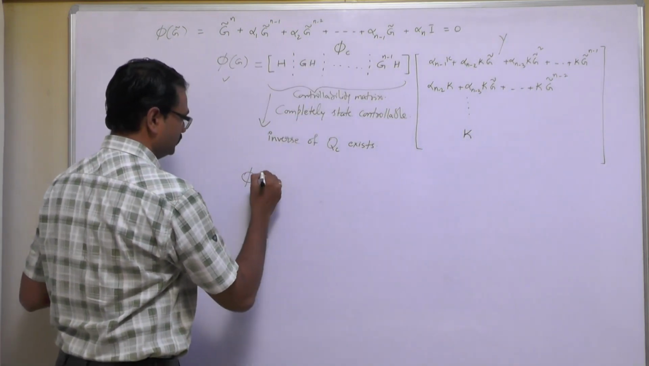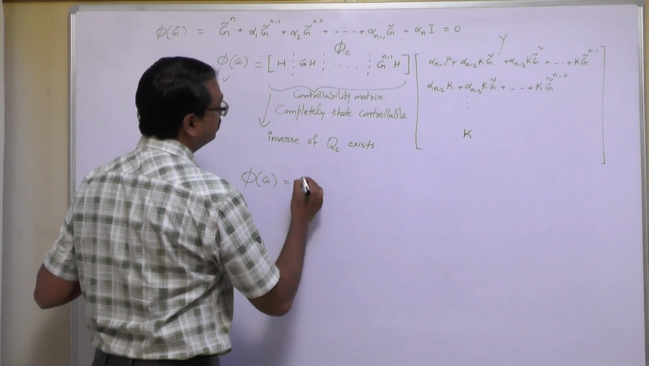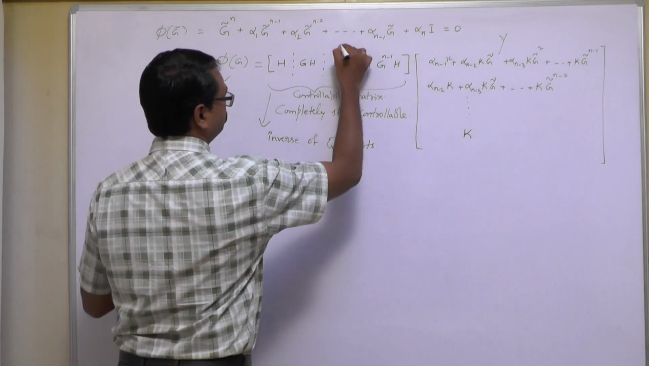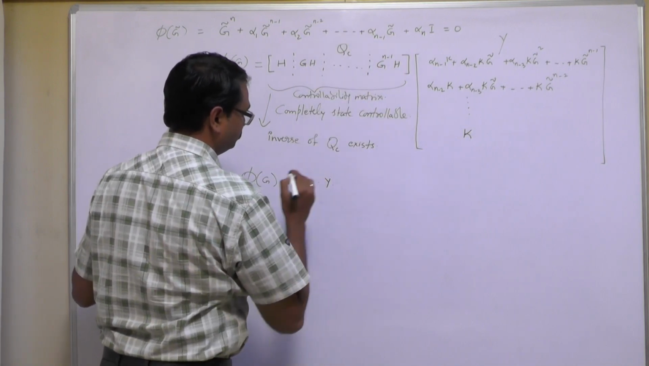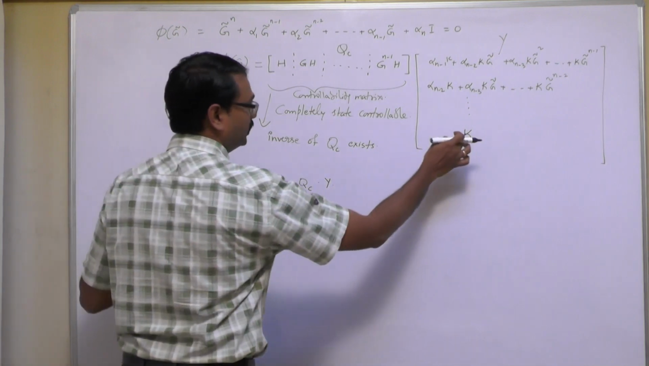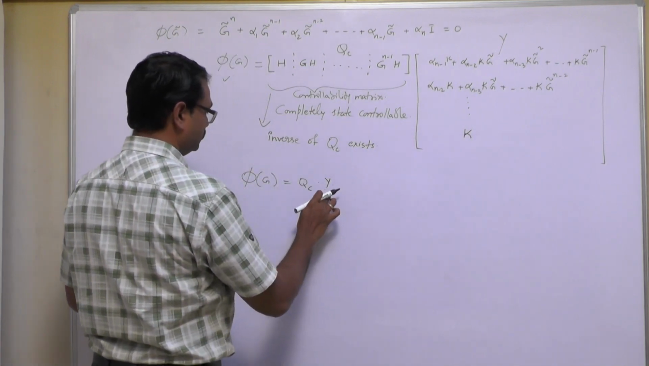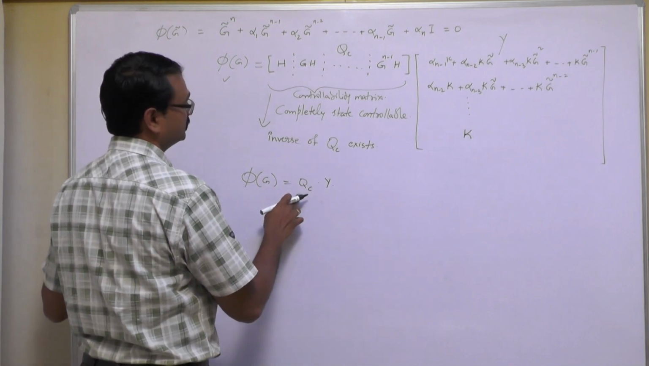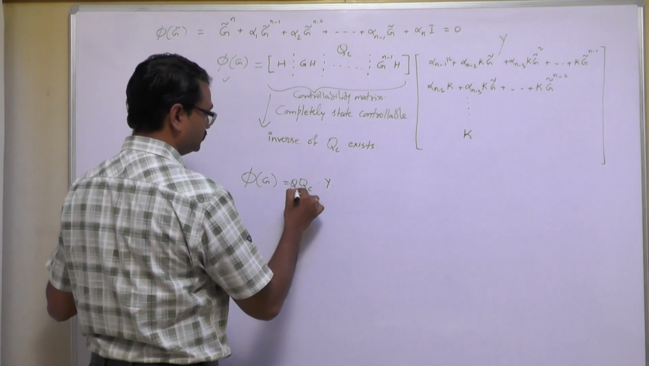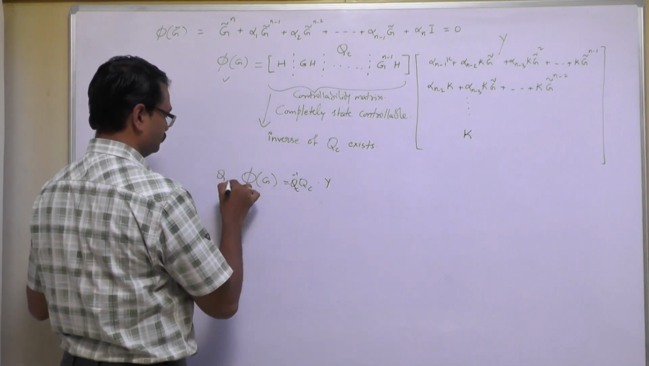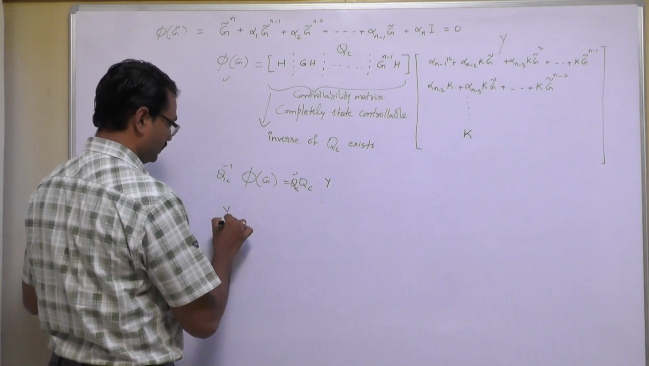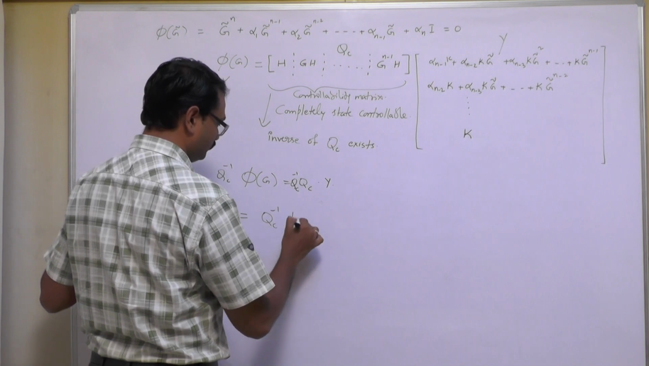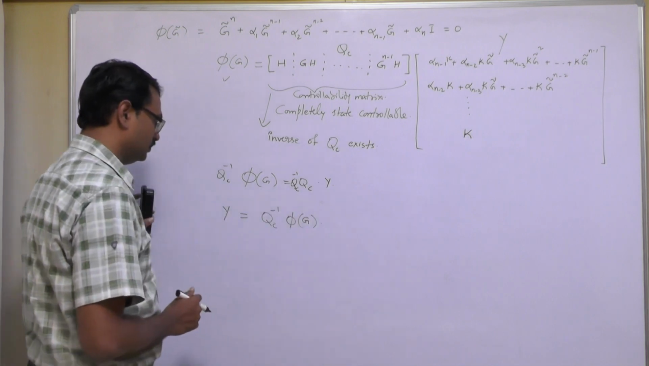So phi of G is equal to QC into Y. Now I need to find K, therefore I want Y here. So Y is obtained, QC inverse exists, and if I pre-multiply QC inverse here, I get Y is equal to QC inverse into phi G.